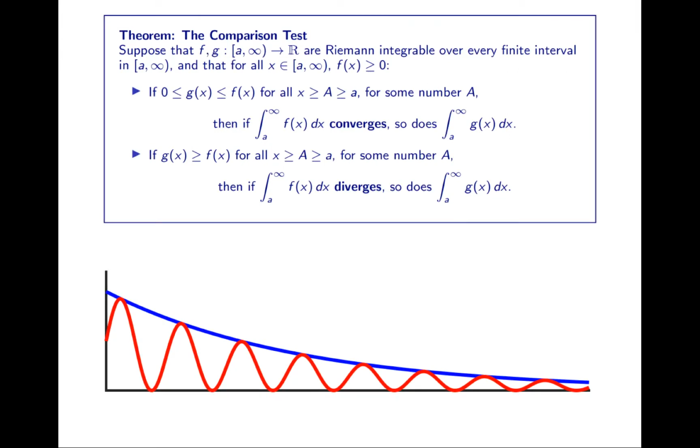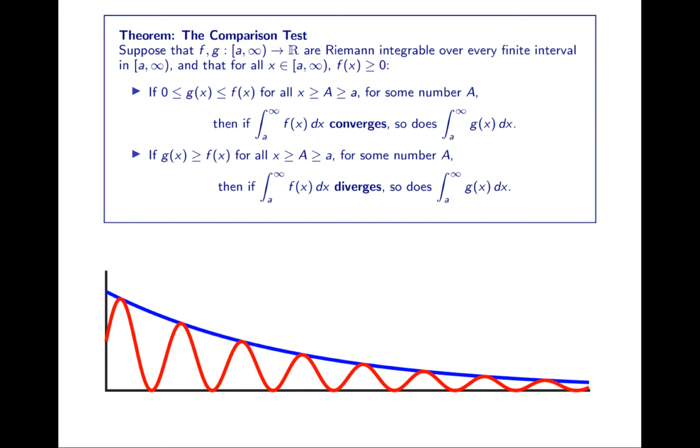So one of the most useful tools for evaluating and analyzing improper integrals is the comparison test. It essentially says that if, for example, the blue curve is integrable from a to infinity, then so is the red curve. Now it also says that if the red curve diverges, then the blue curve would also diverge.